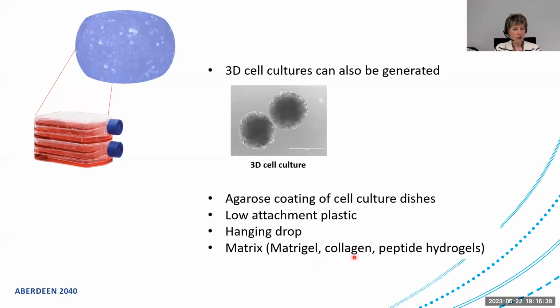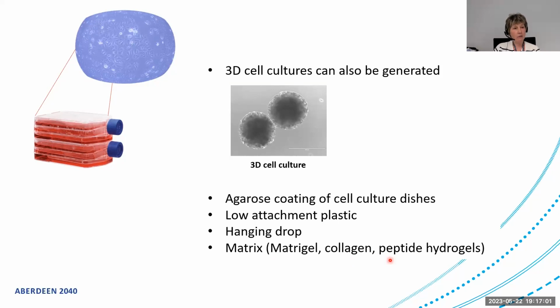People have also used collagen, and if you want to move away from using animal components, you have to use human collagen, and that can be quite expensive in comparison to the rat tail collagen that has been used traditionally in the past. And there are also these peptide hydrogels, which have become available much more recently.